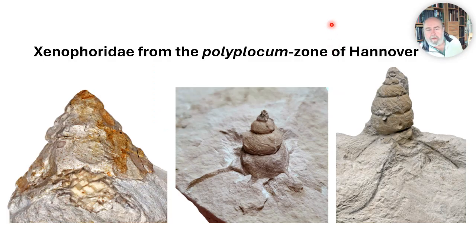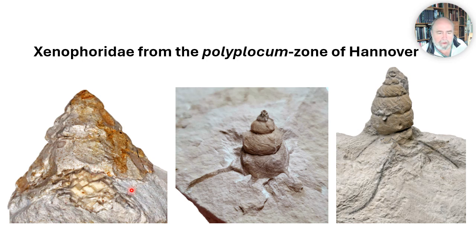Okay, a little bit more in detail. We find in the Polyplocum zone of Hannover 3 different morphologies, and we think that these are 3 different species. One is a typical xenophorid. You see the scars here and here and here, so it's a little bit larger. Here you see the remains of an object that has been fixed to it.